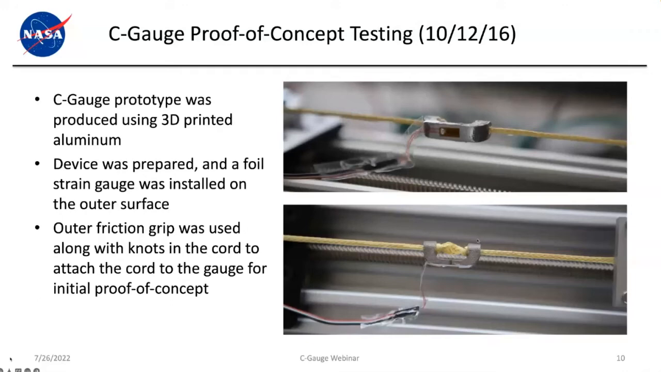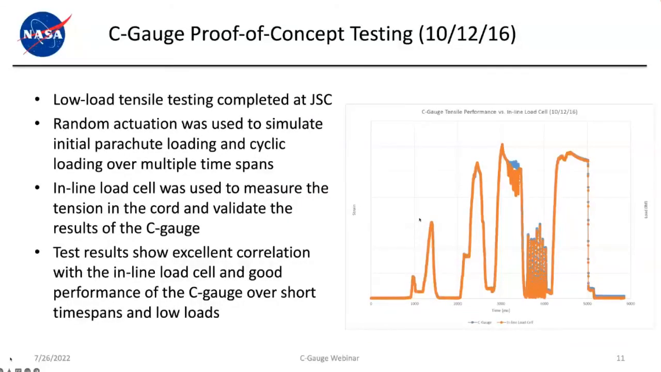But anyway, we used these outer friction grips and the knots, and we did this low load tensile testing here at JSC. We did some random actuations to simulate parachute loading, cyclic loading. This is a plot of strain over time, so the time history of the output of both the C gauge and the validating inline load cell, which is in orange.